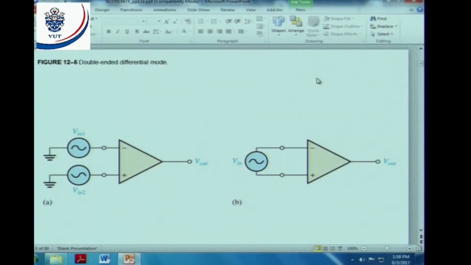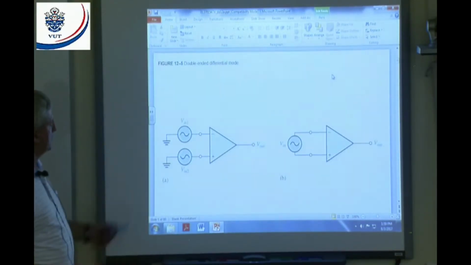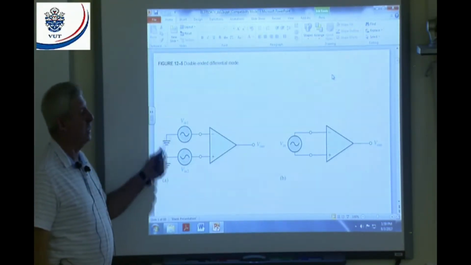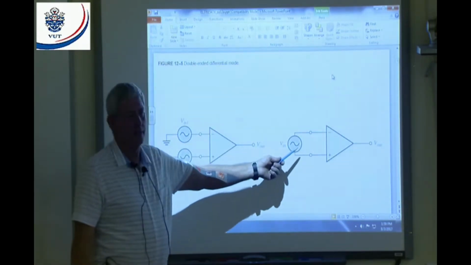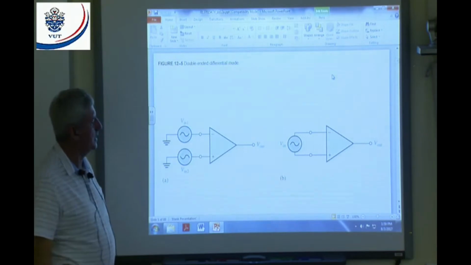All right, then we're going to look at double-ended differential mode. You can see these two signals are going to be 180 degrees out of phase. I can do it that way, or I can do it that way. It will give me exactly the same. But you can see those signals are 180 degrees out of phase.